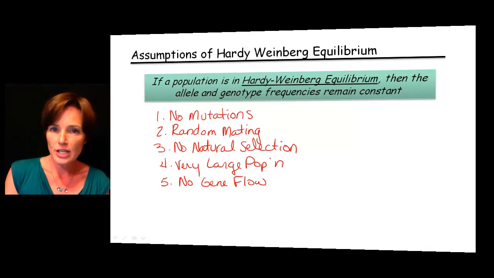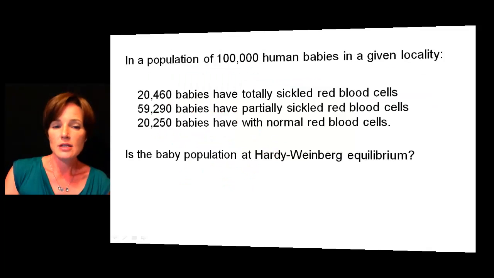Now, it's fairly unlikely that every one of these assumptions is going to hold true for a population. So what this means, if they're not holding true, is that there is going to be some evolving or some evolution taking place. Now, let's take a look at an example.